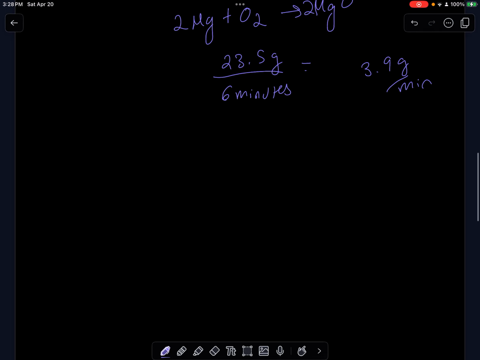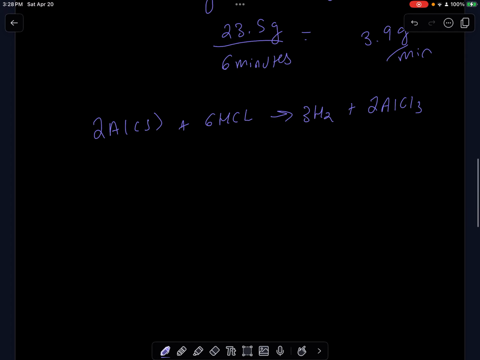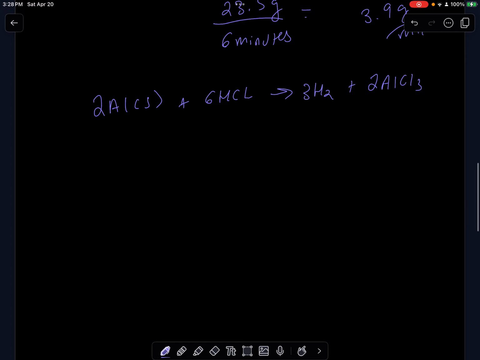What about this one? Let's say we have an aluminum solid and we add HCl and we get this reaction here. So the production of hydrogen gas is 0.06 grams per second.